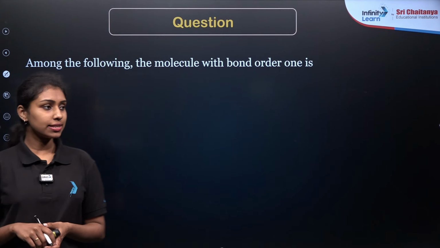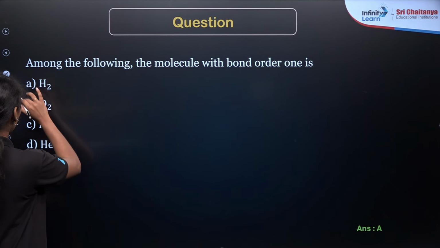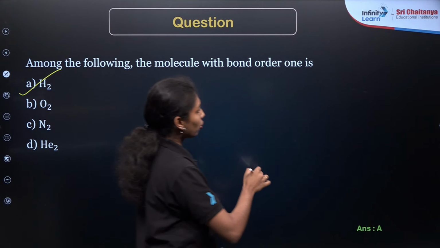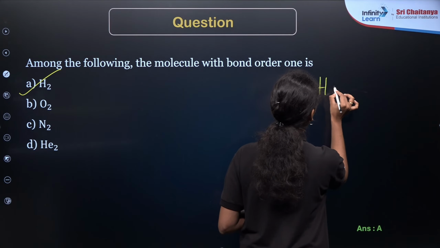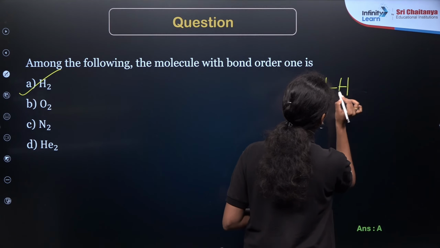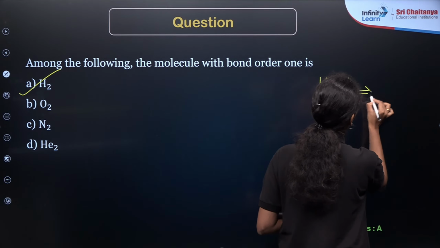Okay, is there anyone who got the answer as option A? It is the hydrogen molecule, right? When you are drawing the structure of the hydrogen molecule, these hydrogen atoms are forming a single bond between them in the H2 molecule. So the bond order is equal to 1 over here.